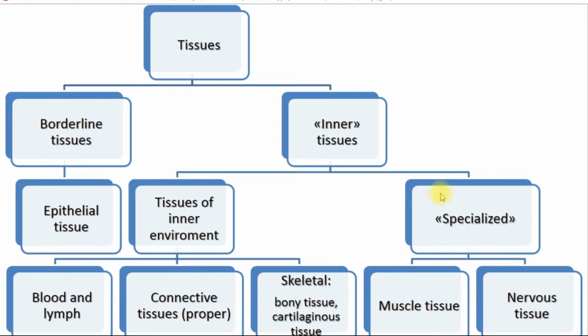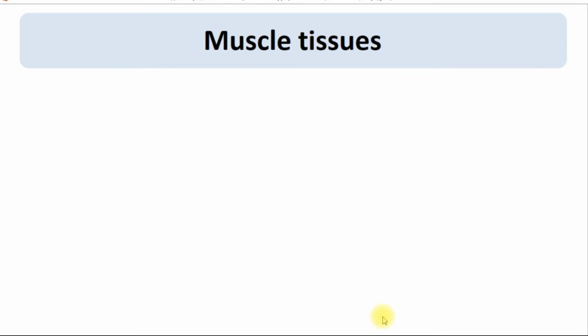So they have some specific properties, that's why those tissues are specialized. And today we'll talk about muscle tissue. Muscle tissues include different types, and all types are characterized by contractility, its ability for contractions. It's a common feature for all types of muscles.